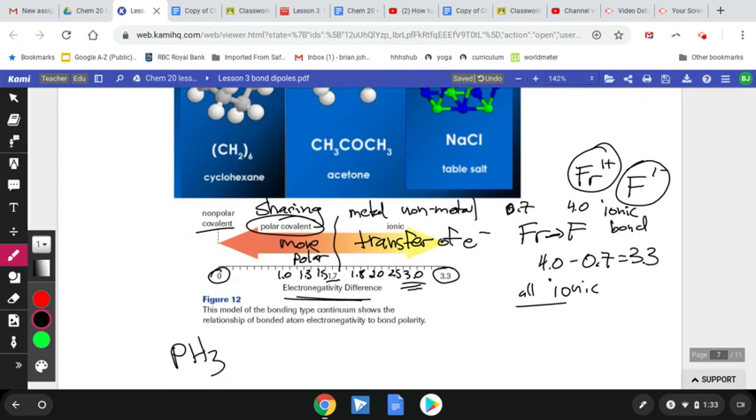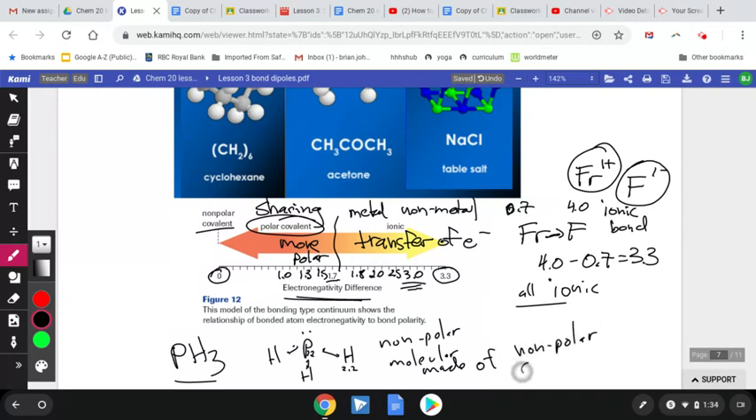So here's an unusual molecule, PH3. Phosphorus has that lone pair and our 3 hydrogens, so it's trigonal pyramidal. And when you go to look up electronegativities, they're all the same: 2.2 for phosphorus and 2.2 for hydrogen. So there are no bond dipoles. The electron pair that's in here is being shared equally. So this is actually a non-polar molecule. Non-polar, and it has non-polar covalent bonds. So non-polar molecule made of non-polar covalent bonds.